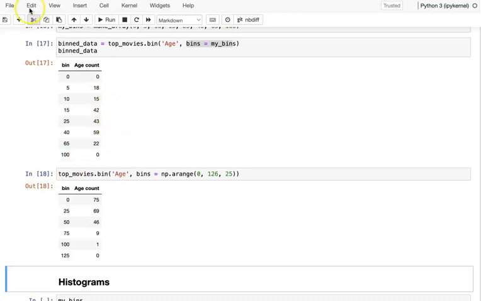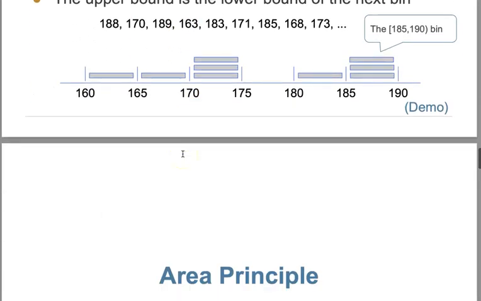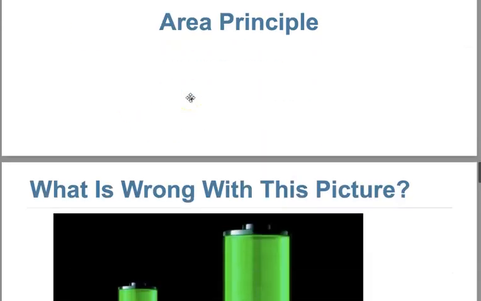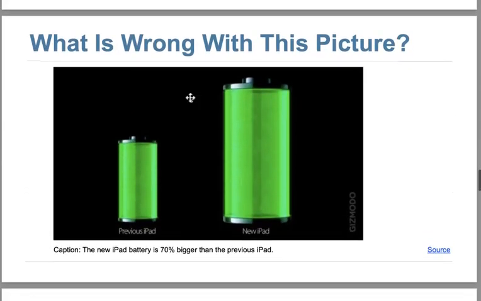But before we do that, let's talk about the area principle first. What is the area principle? Look at this picture and you will have a better understanding. This picture shows that the new iPad has more battery power. The quotation says the new iPad battery is 70% bigger than the previous iPad. Then they show you two diagrams. So what's wrong with this?